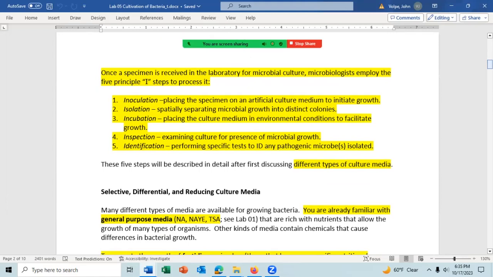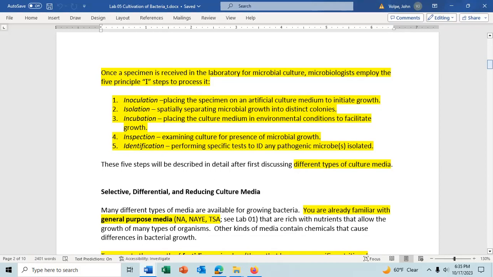Once a specimen is received in the lab for culture, microbiologists employ the 5 principal I steps to process it. First, there's inoculation. 2, isolation. 3, incubation. 4, inspection. And 5, identification. In inoculation, you just place the specimen on an artificial culture medium to initiate growth. 2, you then have isolation, that's spatially separating out microbial growth into distinct colonies. And with that, you grow them up as pure cultures.